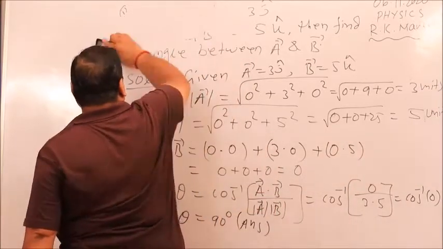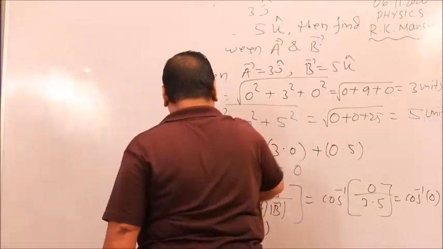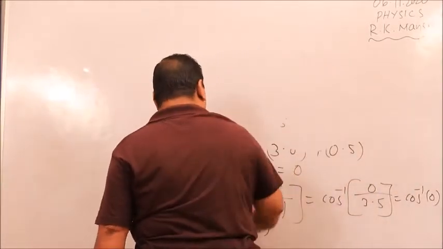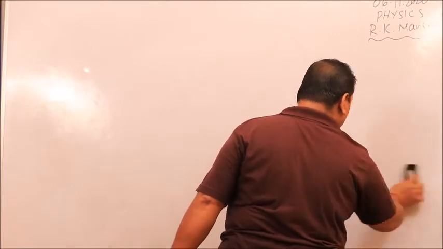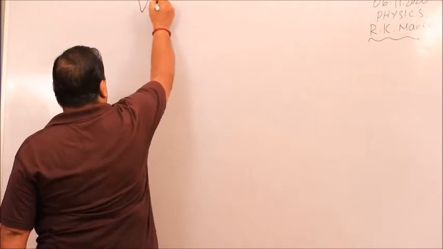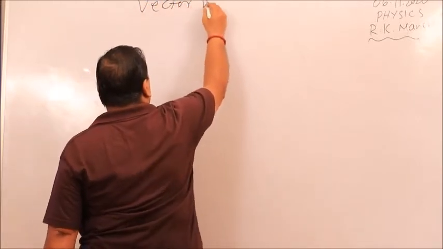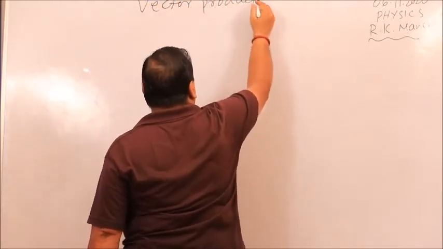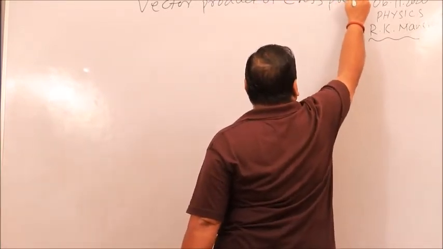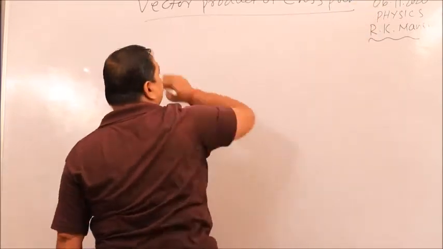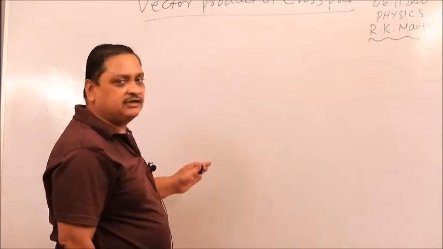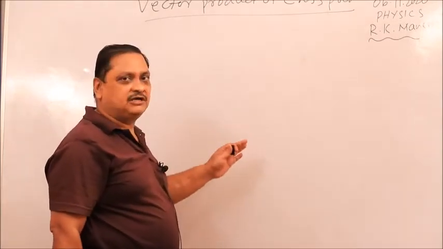Today we will discuss another product, that is the vector product or cross product, which is very important and very useful. I have already discussed that if you put the dot symbol, you get a scalar quantity. If you put the cross symbol, you get a vector quantity.